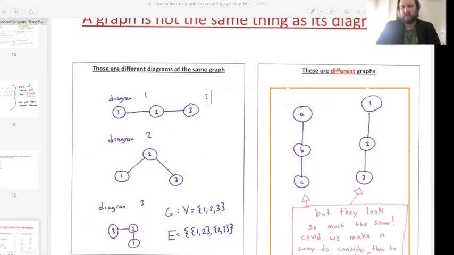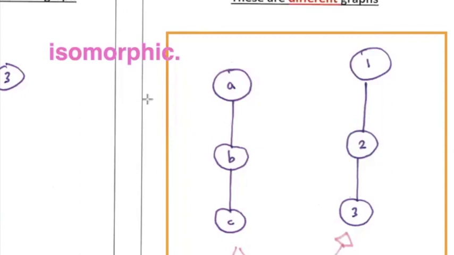There is, and that's going to be a concept we come to later called isomorphic. So even though this ABC graph and this 1, 2, 3 graph are not the same graph, these graphs are isomorphic. All I'm going to say about that for now, and we'll come back to it at another time.